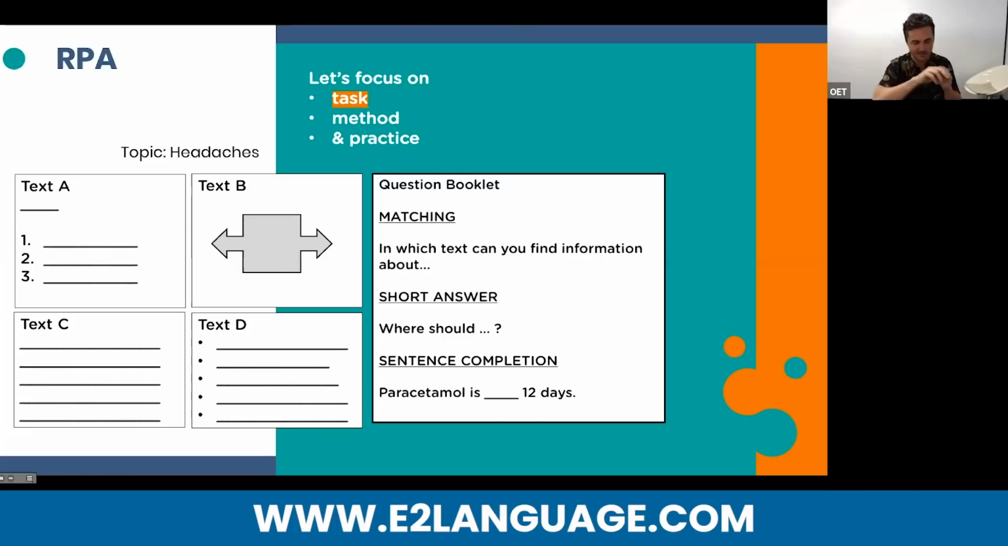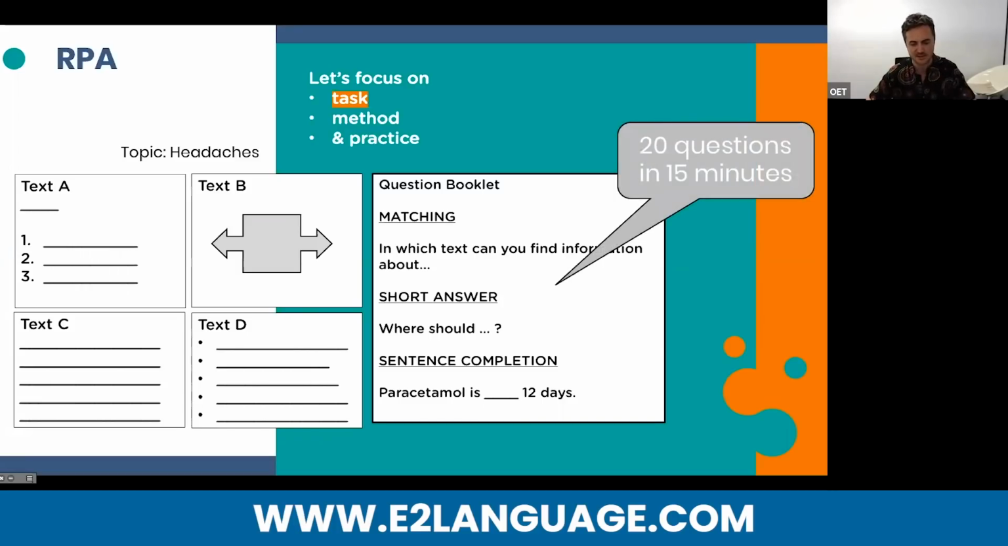So it's very much looking at a broad level, which text. You're not even really looking into the text for details. You're just going, that was about dosages. That was about symptoms, for example. Then you get short answer and sentence completion questions. I think you get about 7 or 8 matching. Anyway, there's 20 questions that you need to answer in 15 minutes.